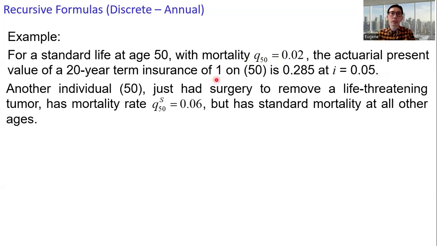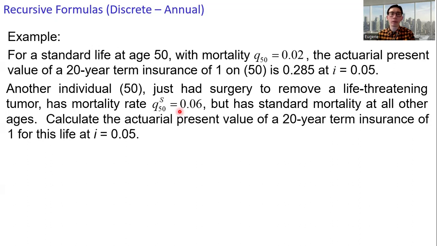Another individual just had surgery. The mortality probability at age 50, denoted q50 with superscript S, is 0.06, but has standard mortality at all other ages. Calculate the actuarial present value of a 20-year term insurance of one for this life at interest rate 0.05.